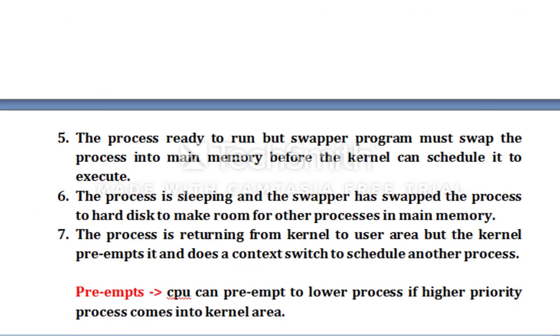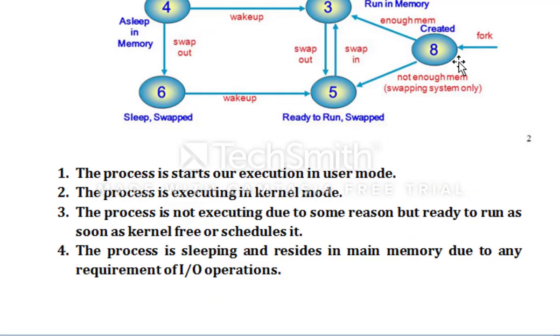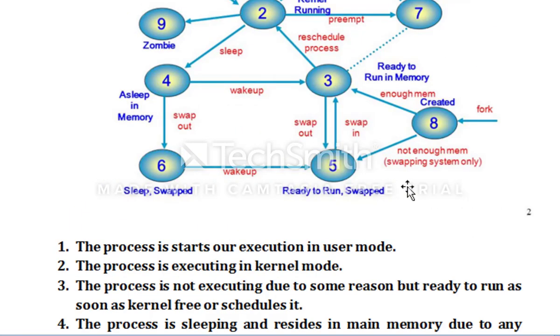In step 8, as you can see here, the process is newly created using the fork system call and is in the transition state. The process exists but it is not ready to run, nor is it sleeping. So it will take some time in user area. This state is the start state for all processes except process 0. So the Unix structure starts from process state 8, where the fork system call creates a new process.